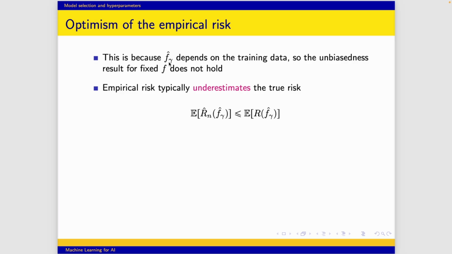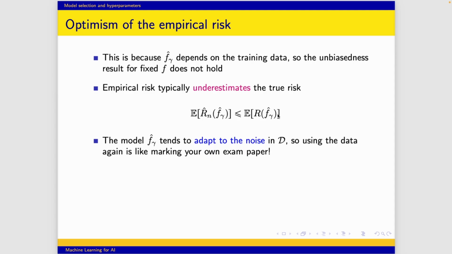And typically, what empirical risk will do is underestimate the true risk. It's again biased downwards. So the expected value of the empirical risk of our ERM solution is less than or equal to the expected value of the true risk of our ERM solution. Now, I'm not going to prove this here, but we will prove it later on when we take a deep dive into the error decomposition.